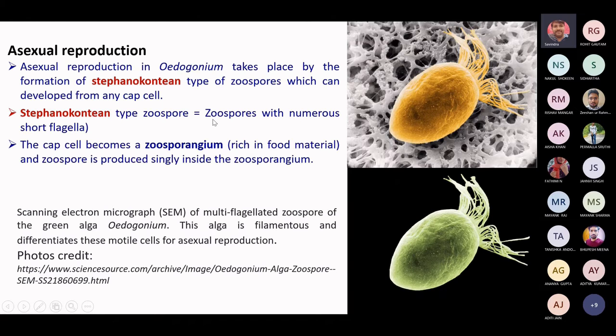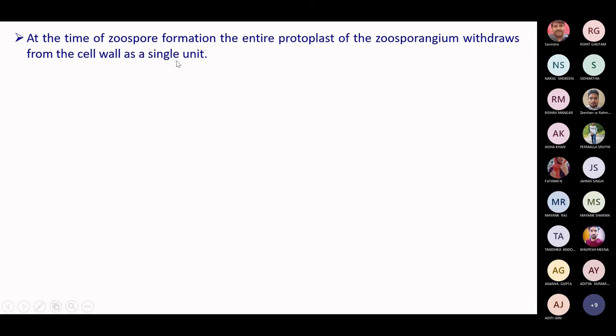But in practical, what will you write? You will simply write that asexual reproduction takes place by zoospore, which is of stephanokontan type, and in brackets you will write multiple flagellated zoospore. But these are all parts which you will write, remember, only for your theory purpose.